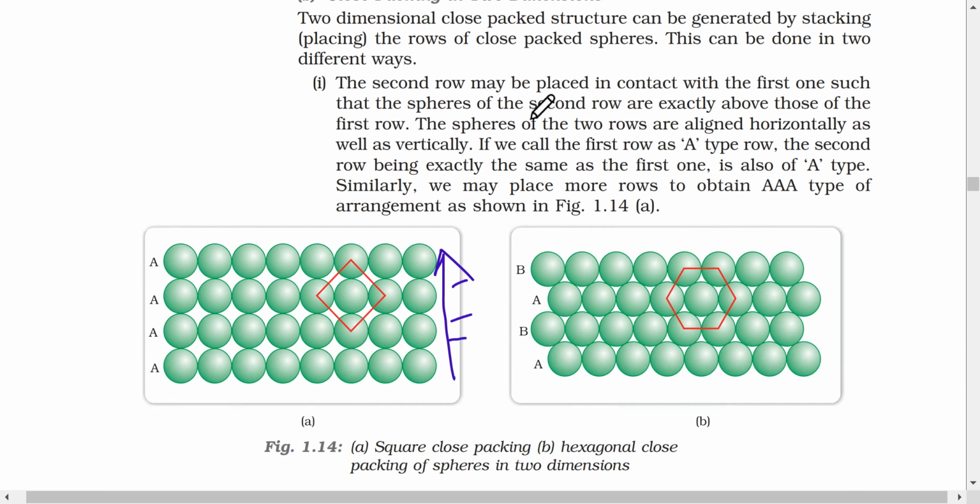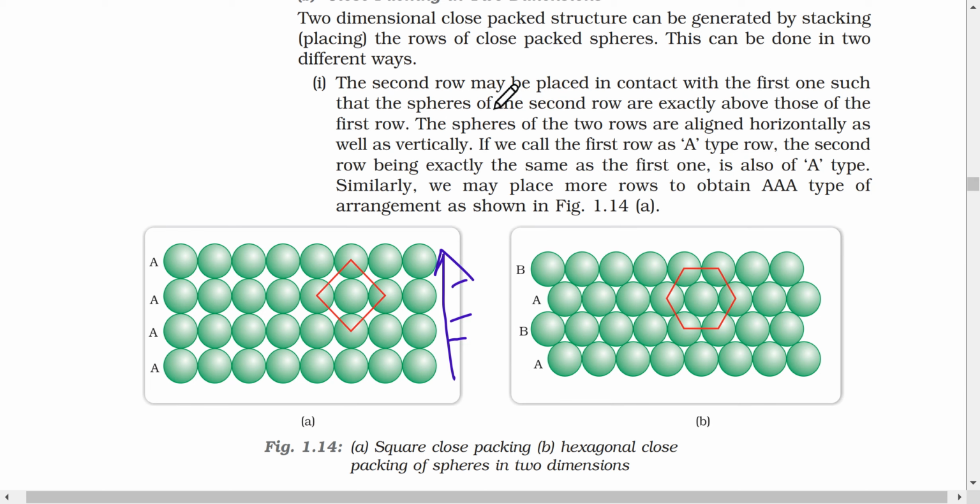लेट्स सी, पहला वाला दिया है. The second row may be, I think ये diagram से आपको already समझ आ गया होगा, but still let me just read this for you all. The second row may be placed in contact with the first one such that the spheres of the second row are exactly above those of the first one. बोला मैंने सीधा सीध में जाएंगे.